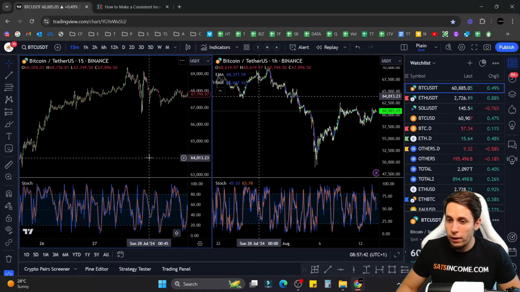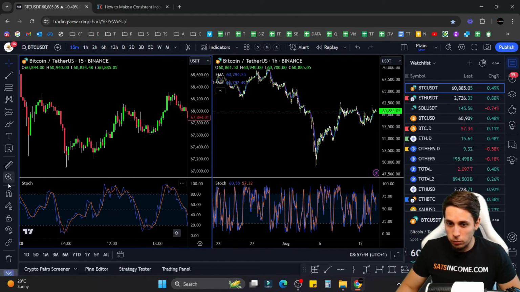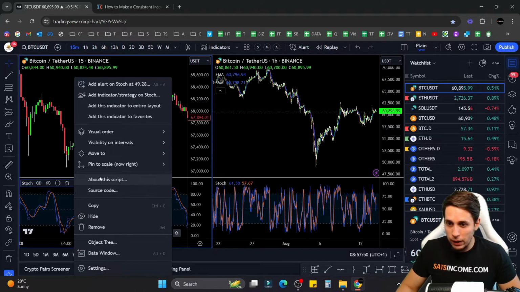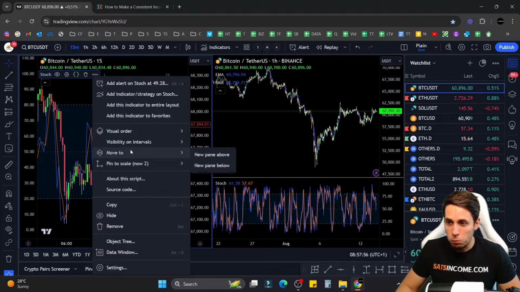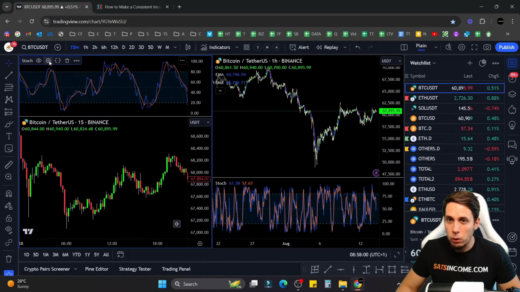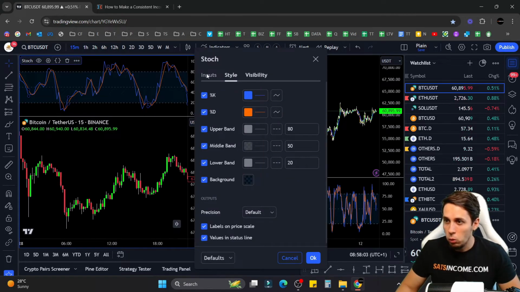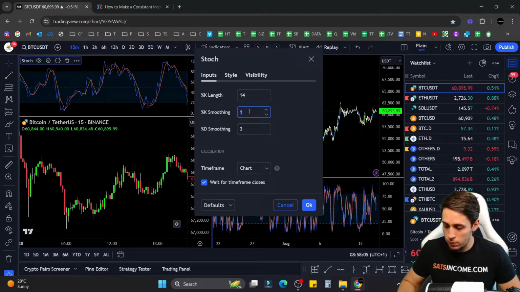Now what we have to do, we have to actually adjust these indicators. So we're gonna start with the left chart right here. You're gonna click the three dots right here and you will select move to existing panel above. Then you're gonna do it one more time. Click the three dots, move to new panel above. Then we're gonna open the settings of the indicator. We're gonna go to the inputs. We will change the smoothing to 3.